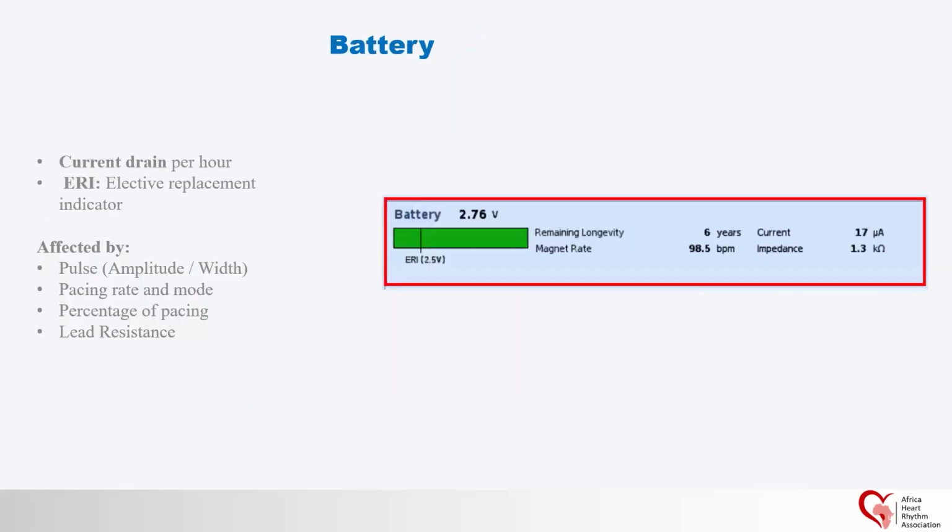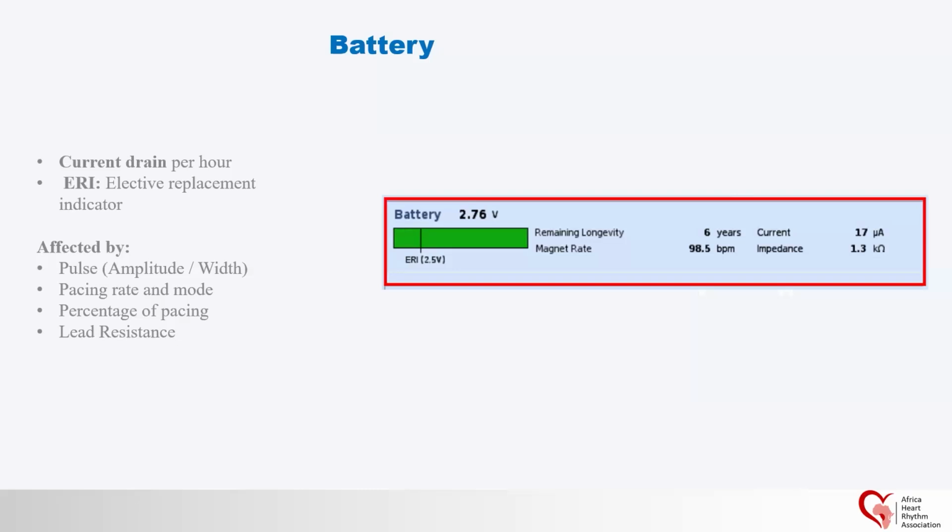The longevity of the battery is affected by many things, by those three parameters. The threshold, that means the amount of energy that we will take from the battery to depolarize the myocardium. The impedance of the leads, which also affects the longevity of the battery, and also the percentage of pacing.